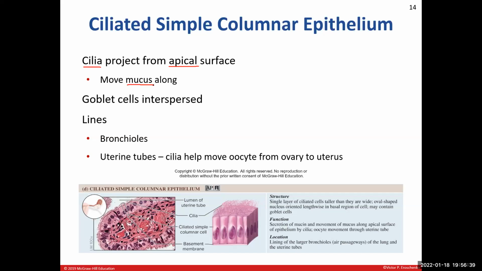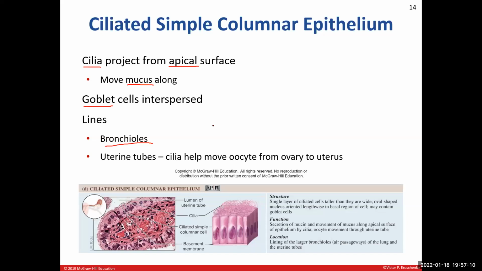So this type of epithelium is going to have goblet cells, because there's no point in having cilia present if they don't have anything to move. So in this case, this type of epithelium has the goblet cells that are producing the mucin, which is turning into mucus. And then the epithelial cells, the simple columnar cells, have the cilia there to move that mucus around. So we're going to see this type of epithelium in the bronchioles.